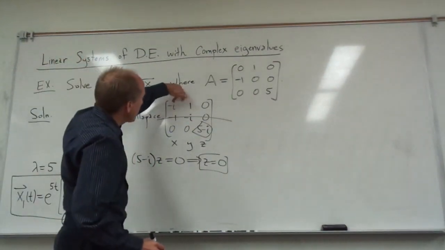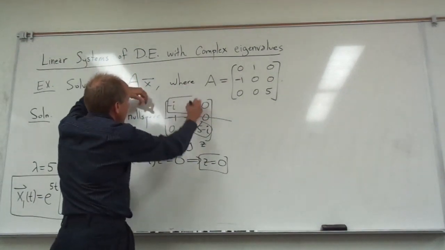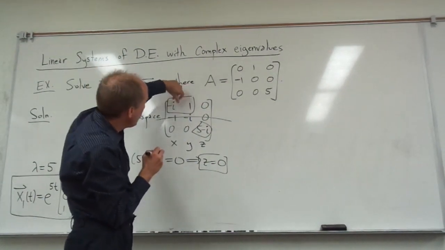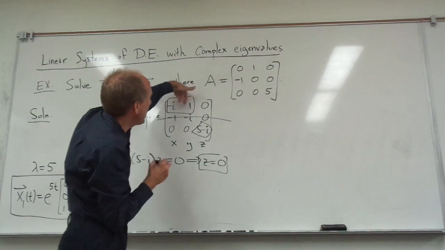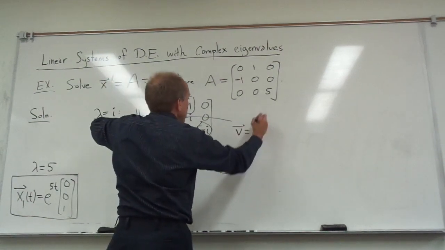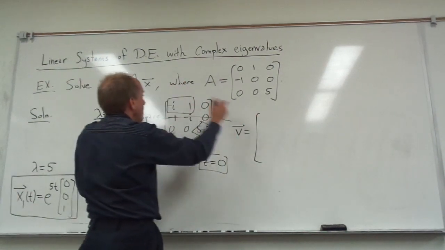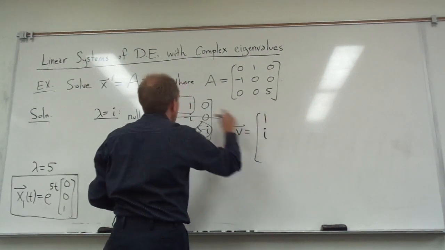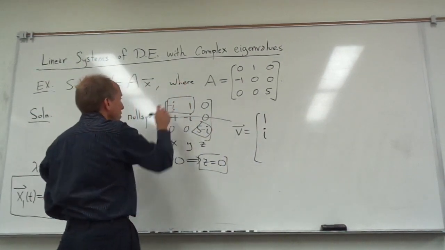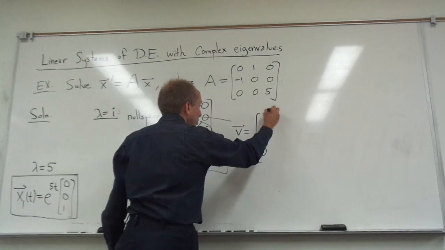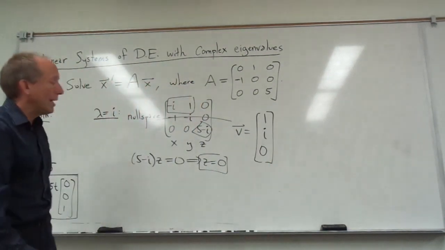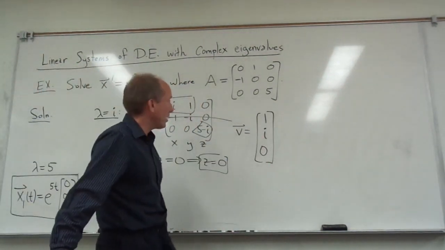Then with the x and y variables, if I just look at this part of the matrix, I can do my same trick that I've shown you many times now, where I basically swap the negative i and the 1, and I change one of them to a minus. I'm going to change the minus i to a positive i, and I'm going to end up with this eigenvector right here.